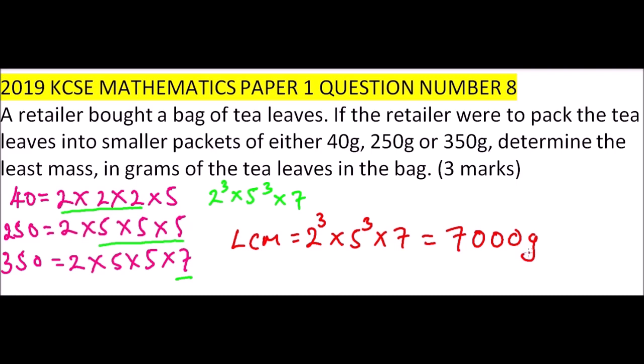So this is the least mass in grams of the tea leaves in the bag, which you can pack into packets of 40, 250 and 350. So that's how you work it out. It may look like a very complicated question, but it simply means you get the LCM.